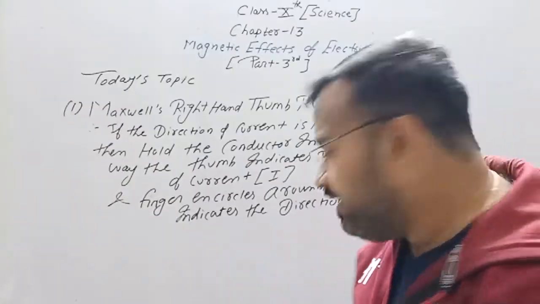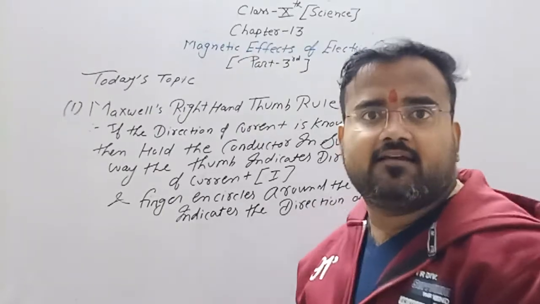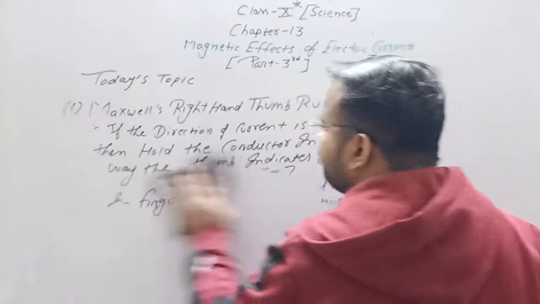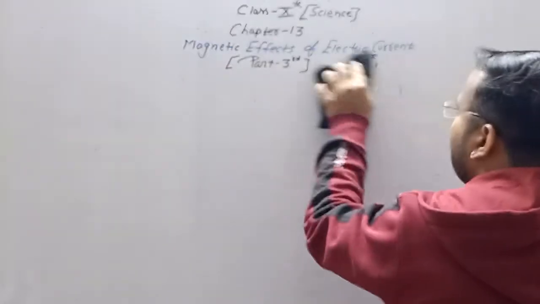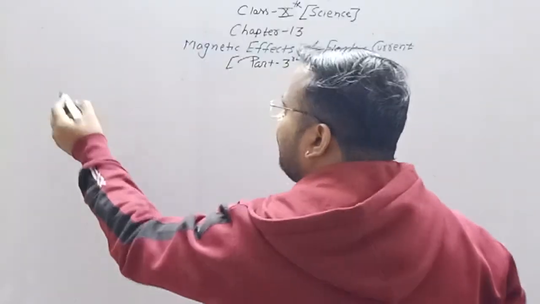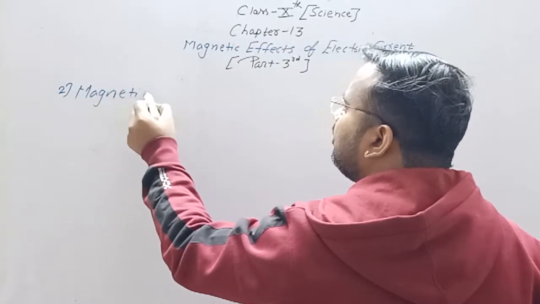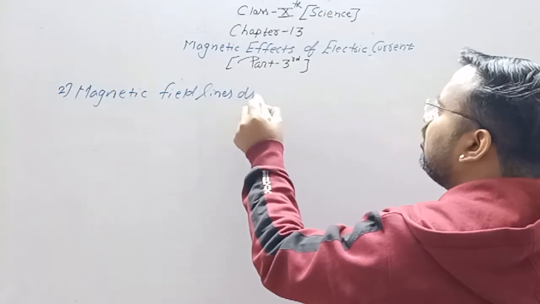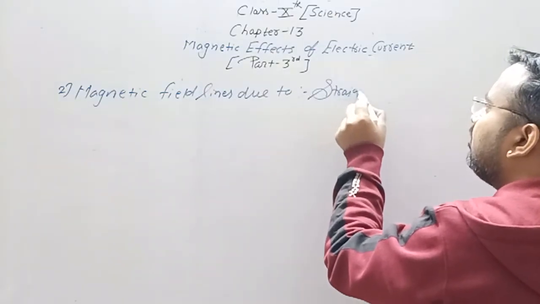Next we are going to see the magnetic field lines in a straight conductor. How the magnetic field lines in a straight conductor look like. So the second topic for today's lecture is magnetic field lines due to straight conductor.